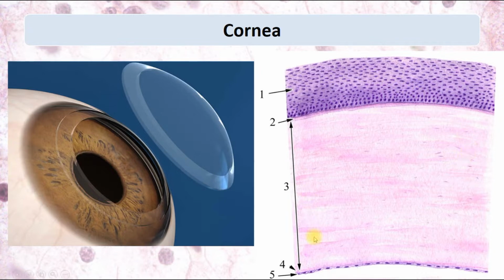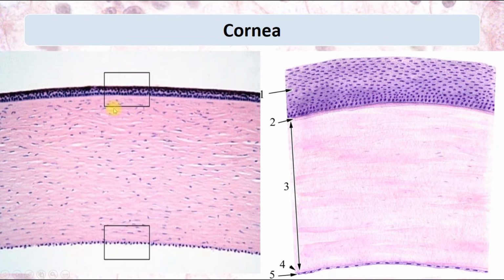So here we can see the structure of the cornea, and it has 5 layers. It has anterior epithelium, anterior membrane, substantia propria, posterior membrane or posterior limiting membrane, and posterior epithelium. Here we can see the anterior epithelium. It's stratified, squamous, non-keratinized. The anterior membrane is located under this epithelium. Anterior limiting membrane or Bowman's membrane.